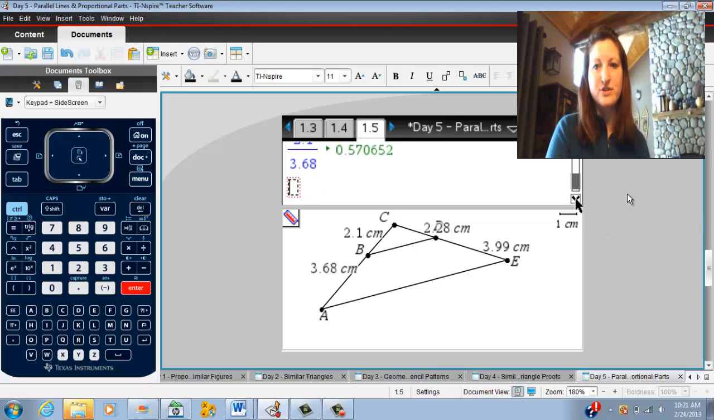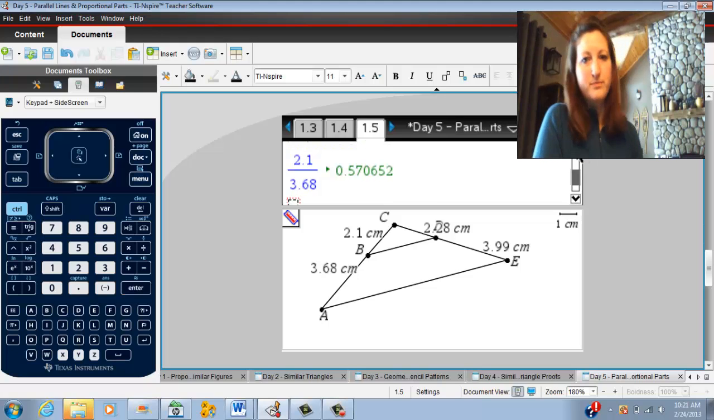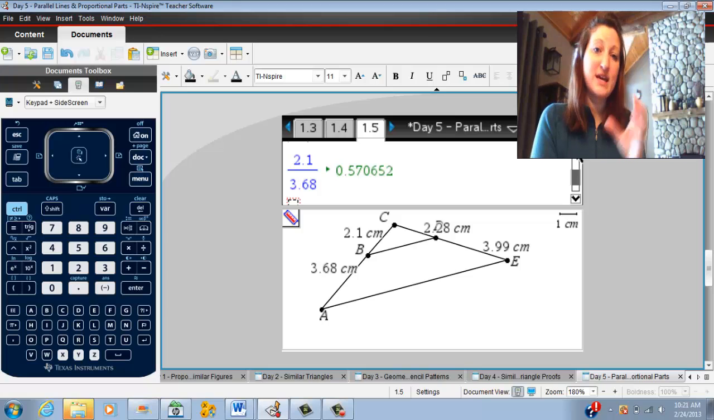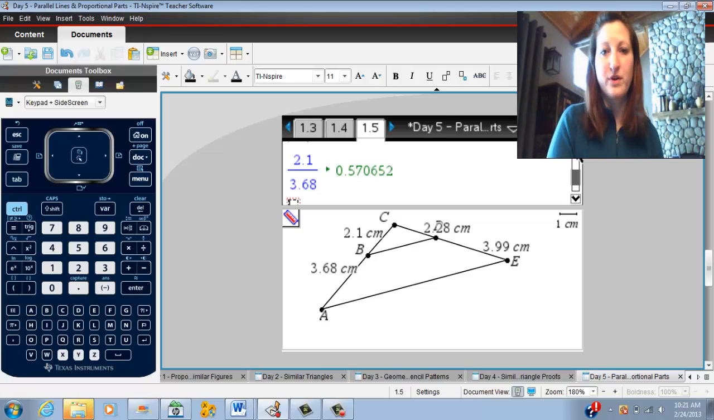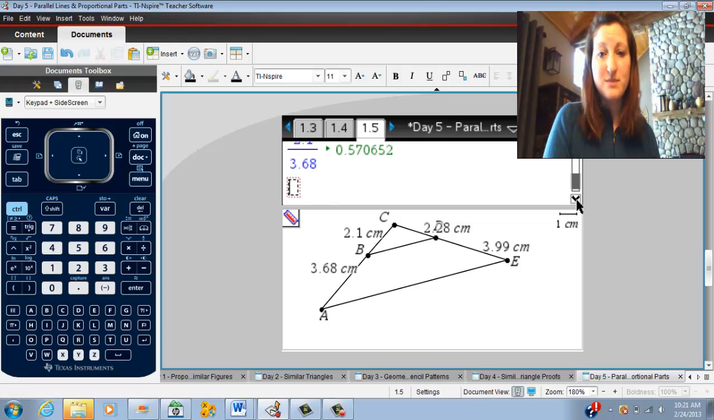And if I hit enter, it changes it into a decimal, 0.570652. So when I take 2.1 and 3.68 and I divide them, it turns it into a decimal, which is 0.570652. Now I want to do the exact same thing with sides CD and DE.